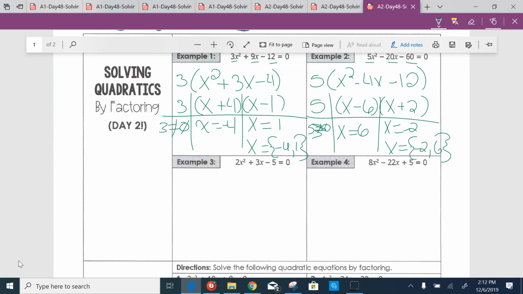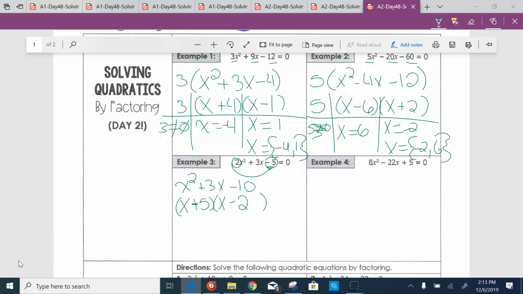First thing you want to do is take the 2, and multiply it times the number here at the end, this negative 5. When I do that, I get x squared plus 3x minus 10. Now I'm going to factor this. I need two numbers that multiply to give me a negative 10, but add to give me a positive 3. Well, I know positive 5 combined with a negative 2 will multiply to give me a negative 10 and give me a positive 3 when I add them.